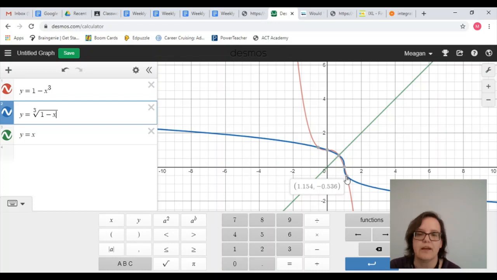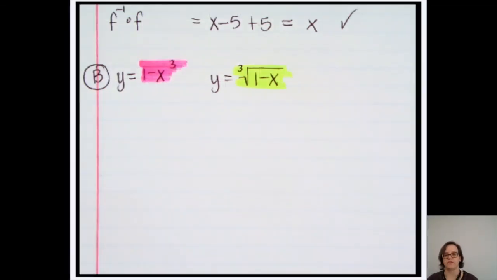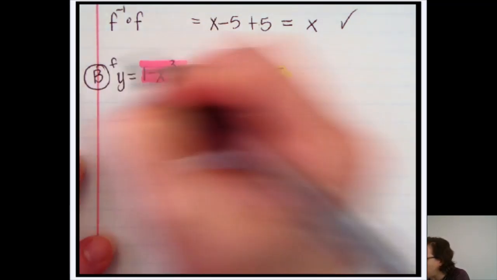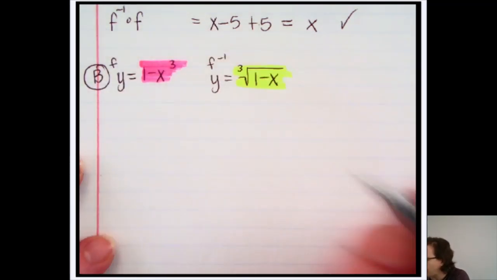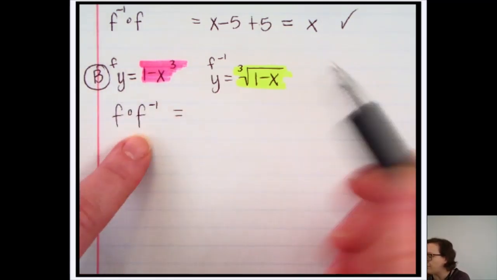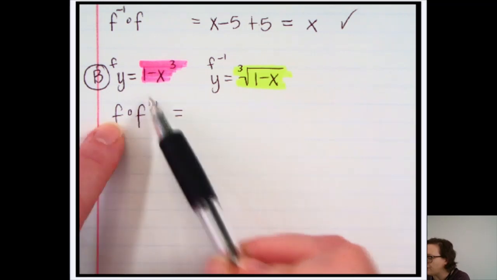Okay, so that does look like it confirms that these are inverses. Okay, so let's look at this from an algebraic perspective then. So we'll call this f and this the inverse of f. Okay, so using our composition of functions, we're going to put the inverse into f.